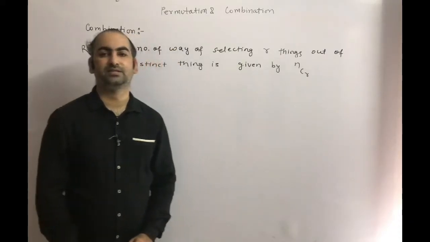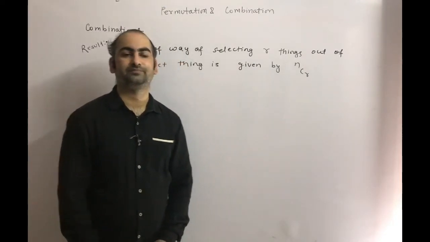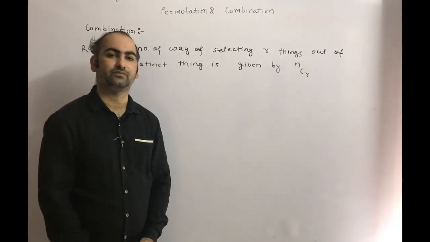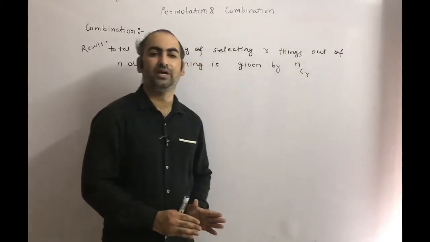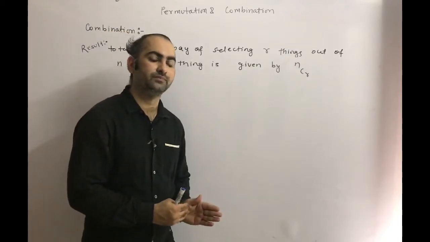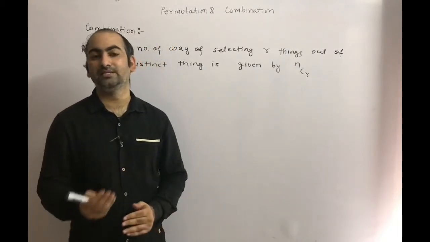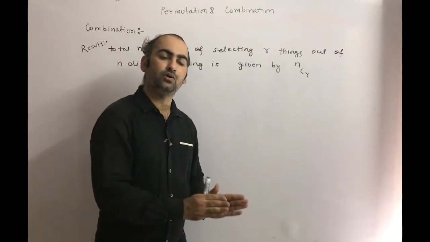In this lecture, we will discuss combination. First, we have to understand the meaning of combination. Combination means selection. For example, I have 4 toys and all are distinct, and you want to select 3 toys out of the 4 distinct toys. In how many ways can you select them? That we can give by combination.